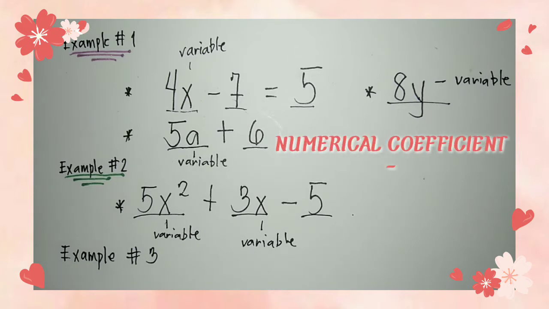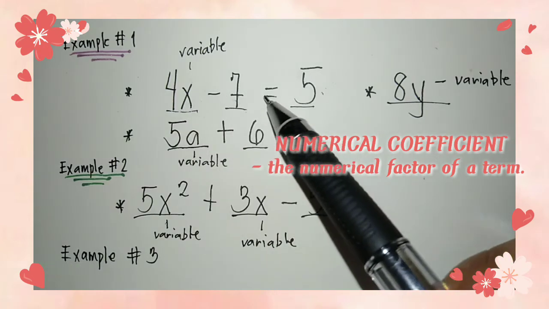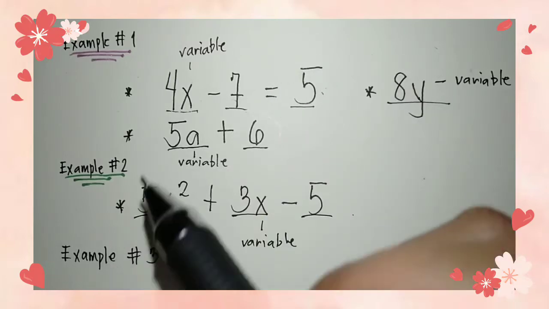When we say numerical coefficient, from the word itself, numerical, it is the numerical factor of a term, or yung pinaka-number sa ating mga terms, okay? So, dito sa 4x minus 7 is equal to 5, ang ating numerical coefficient dito is itong 4. Yan, we have the numerical coefficient.